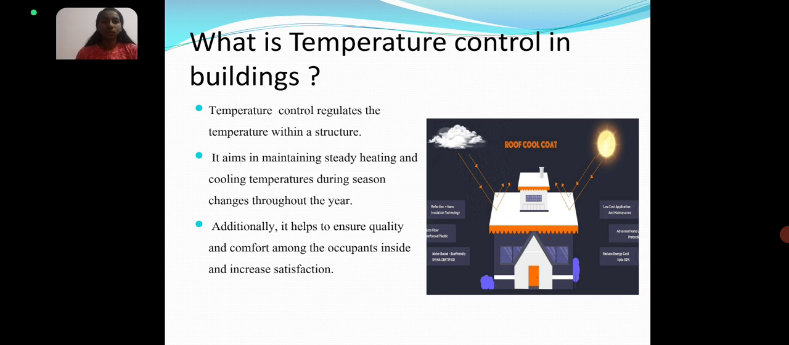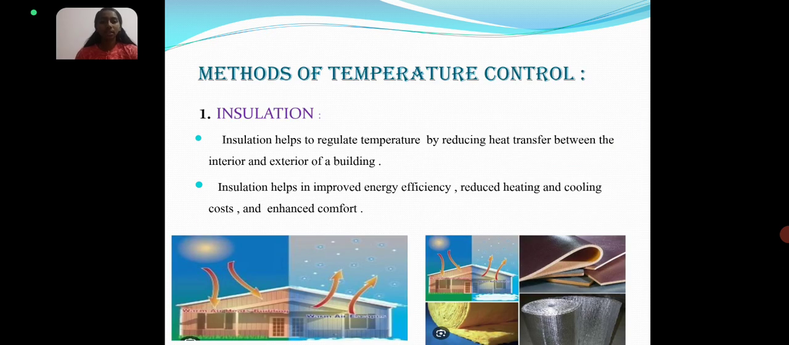So basically, what is temperature control in buildings? Temperature control regulates the temperature within a structure. It aims at maintaining steady heating and cooling temperatures during season changes throughout the year. Additionally, it helps to ensure quality and comfort among the occupants inside and increases the satisfaction of the occupants. So now let's look into the methods of temperature control in buildings.